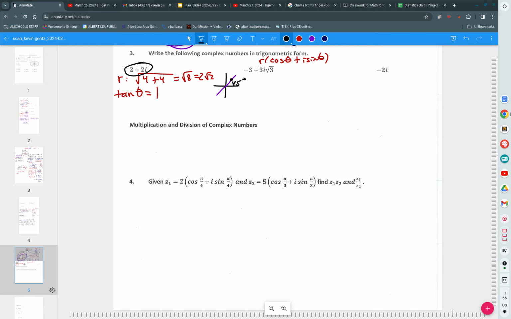And we don't get to label the angle as a degree. In 7.6, we always label them in radians. So theta is equal to what? What is 45 degrees in radians? Pi over 4. So our answer for this problem is 2 roots of 2 times the cosine of pi over 4 plus i sine of pi over 4. I wrote a 2 there. Sorry about that. We'll drop that. There we go.